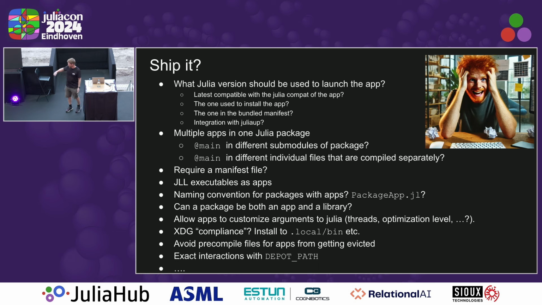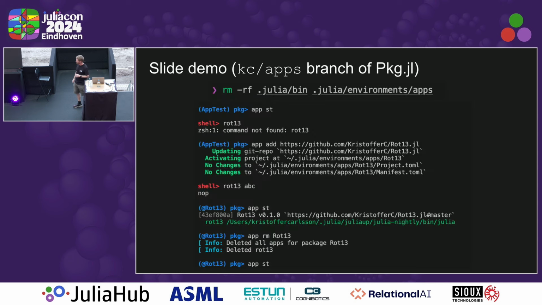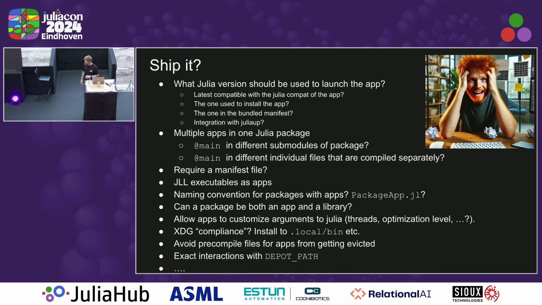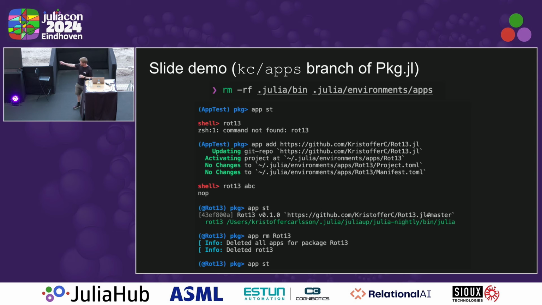There's also the question of what the exact interactions with the depot path should be. If we go back a little bit, you see I installed things in .julia/environments. That is because .julia is the first entry in the depot path. But what if that gets changed? So you run with a custom depot path. So that's, I would say, why this is not merged yet, even though the basic usage works pretty well.